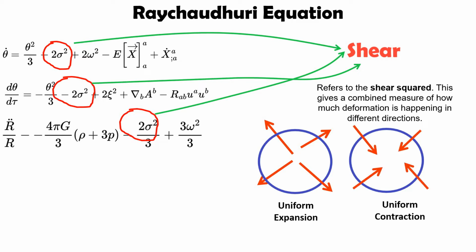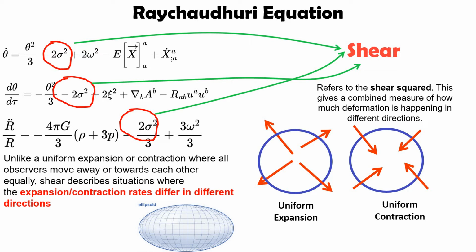Then we have a uniform contraction. That means it is contracting uniformly and it is further and further contracting. And when it goes for a shear, there's a distortion or deformation, it looks something like an ellipsoid, tentatively. So what I am trying to say is that unlike a uniform expansion or a uniform contraction, where all observers may move away or towards each other equally, shear actually describes where the expansion and contraction rates differ in different directions. That means it is not uniform.